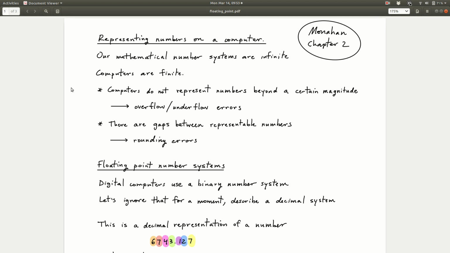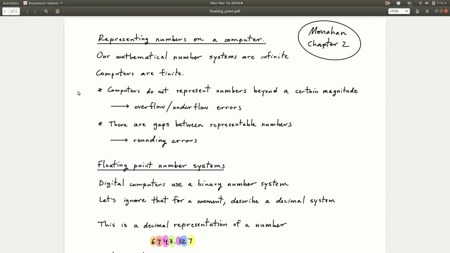So in most number systems, there's a maximum allowable number. Beyond that, everything is infinity. And there's also a minimum positive number, like the epsilon. So if you go over the maximum, you get an overflow error. If you go below the minimum, you get an underflow error. There are also gaps between representable numbers. So the real number system is infinitely dense between 0 and 1. But since computers are finite, there's only a finite number of representable numbers between 0 and 1. And the difference between the numbers that can be represented on the computer and the actual mathematical number leads to rounding errors.